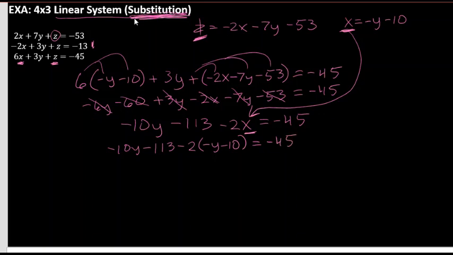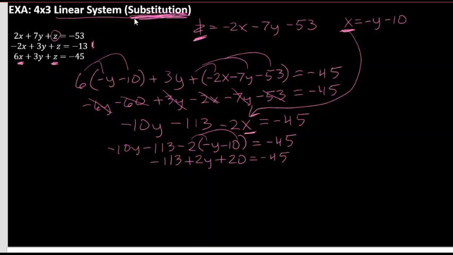All right, now I'm just down to just one variable. I'm all in terms of y, so now I'm going to be able to solve for what y actually is. Okay, so that's the whole point in doing this. We're eventually getting to where everything's written out in terms of one variable. So now I'm going to distribute my negative 2. So negative 2 times negative y, that's going to give me plus 2y and plus 20 when I multiply by the negative 10 equals negative 45.